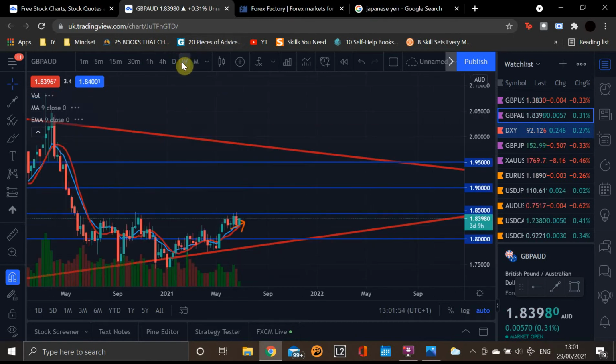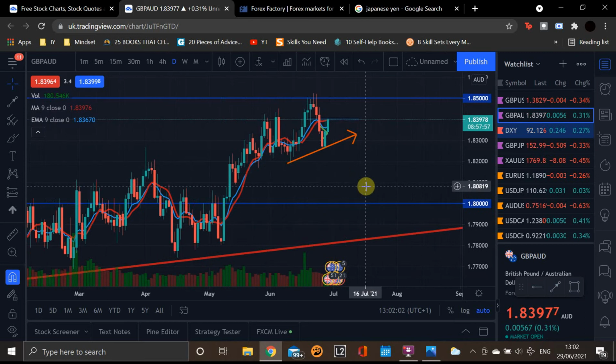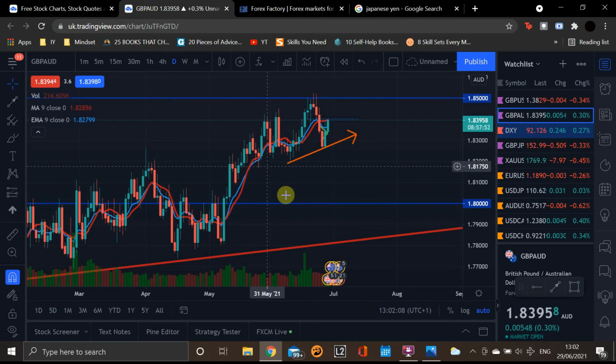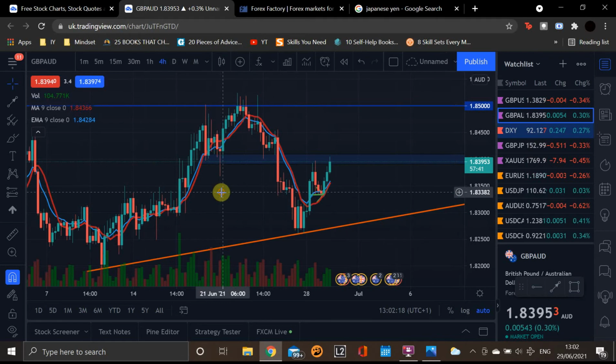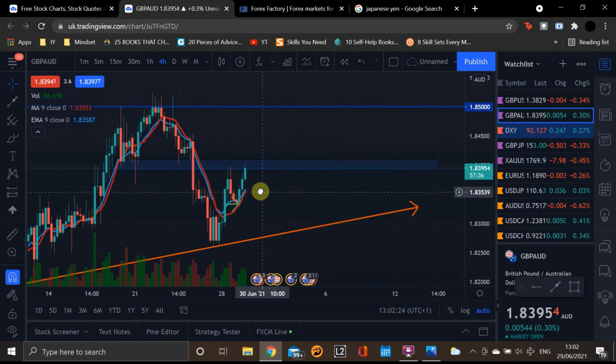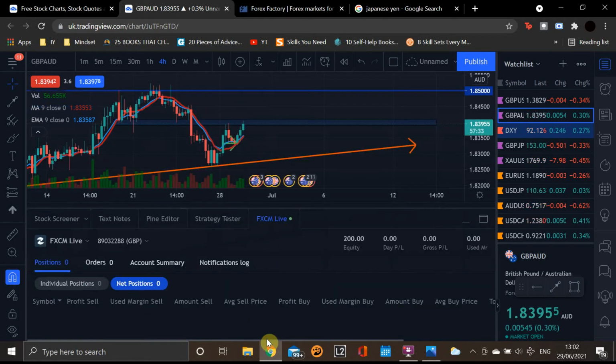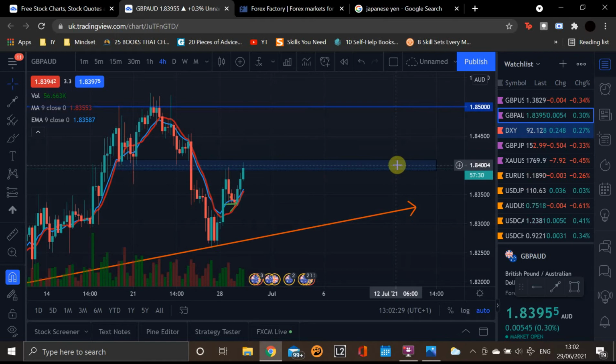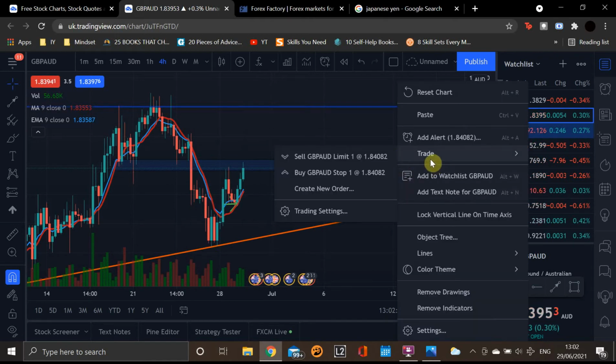Let's look at the weekly chart. There's a clear resistance point here at 1.85. Daily chart. There's a little trend line going on here. So yeah, there's a mid-level resistance point here as well. What I will do, maybe I can put a buy limit there.